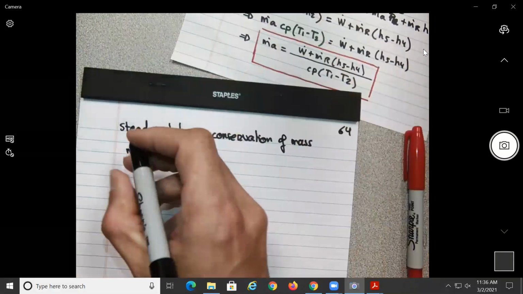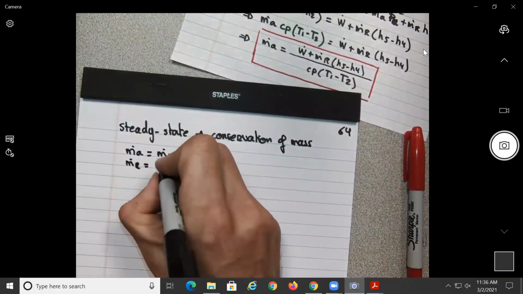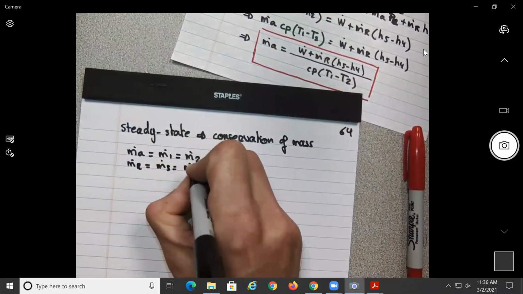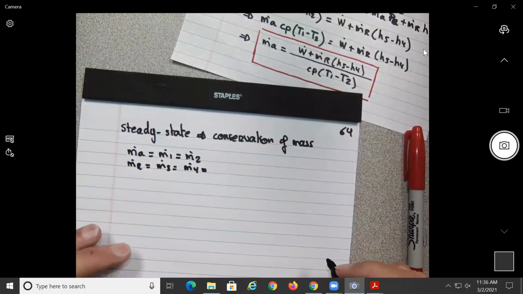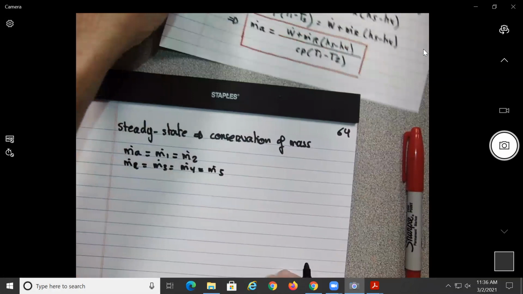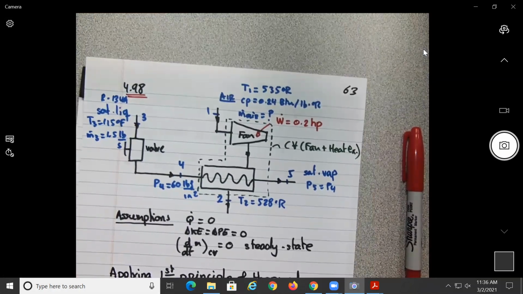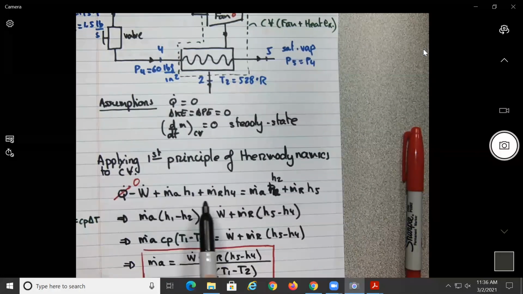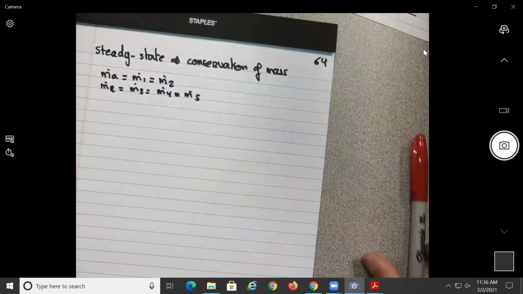For the refrigerant, it's going to be even more. We should have m dot 3 equal m dot 4. Here we need to be careful, because now it's equal to m dot 5 as well. So this is what we have, which is basically what I did over here. When I wrote this equation, I already made the assumption, no? Now we put it over here.